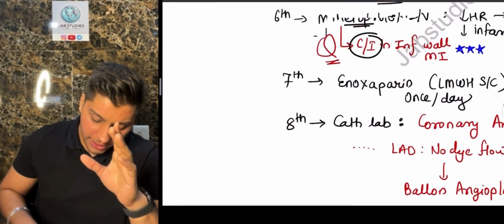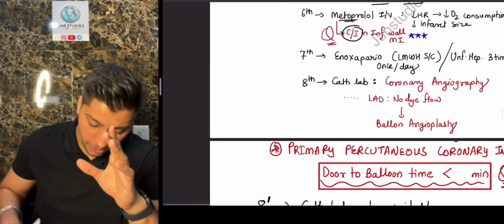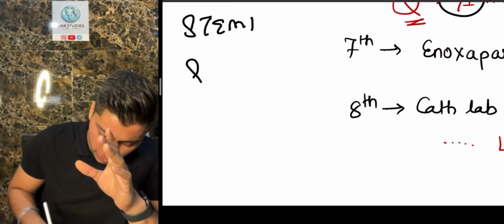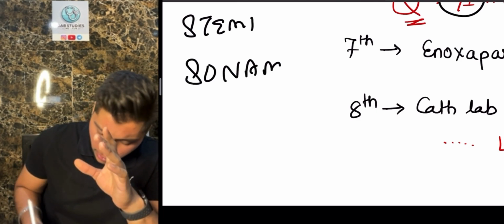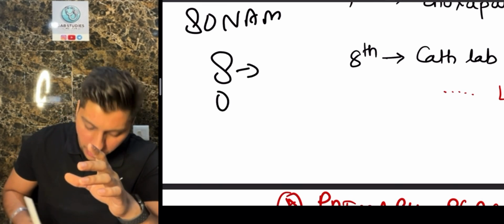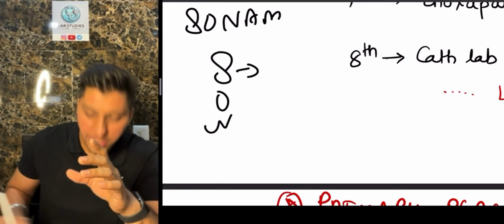Now, what I can remember this with the help of is SONAM. Okay, S is for STEMI. And S is for SONAM. So S over here stands for streptokinase. I'll talk about that later. O over here is for oxygen. N is for nitroglycerin.